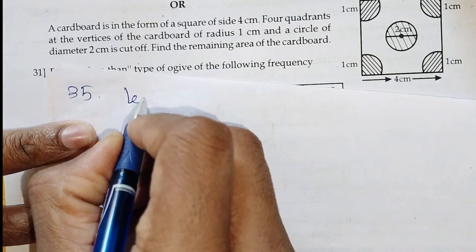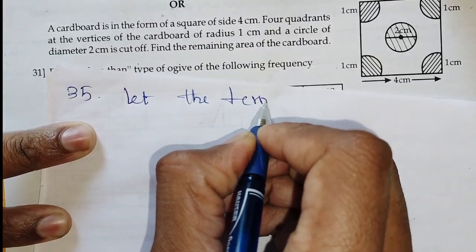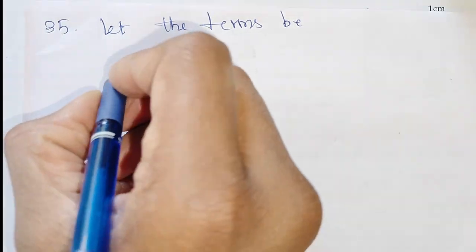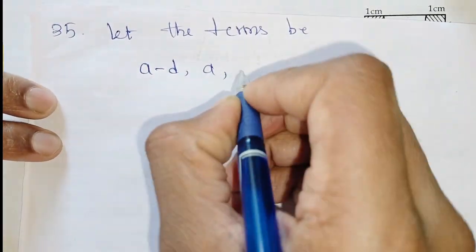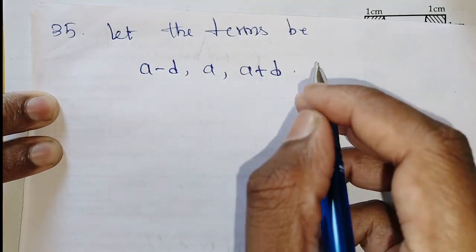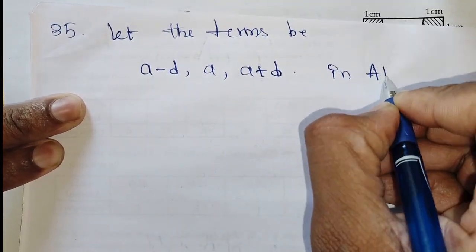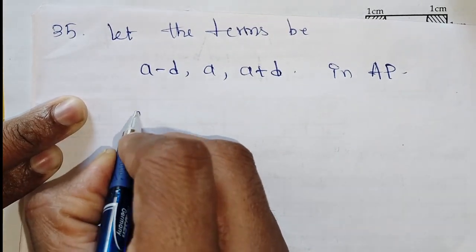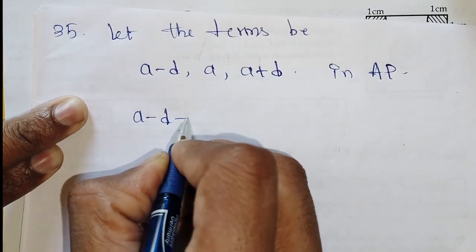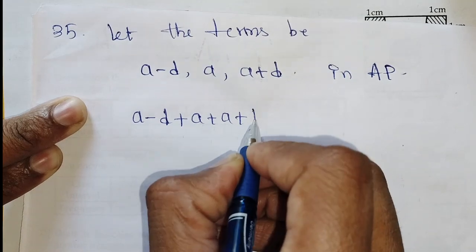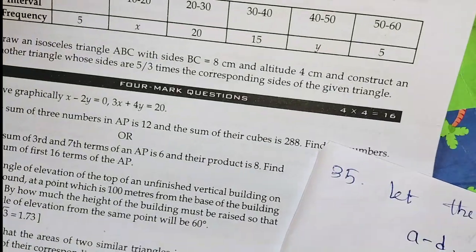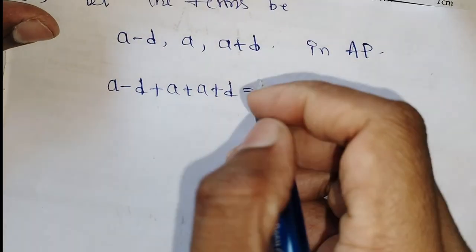Let the terms be a minus d, a, and a plus d, in AP. So the sum of the three terms is given as 12.